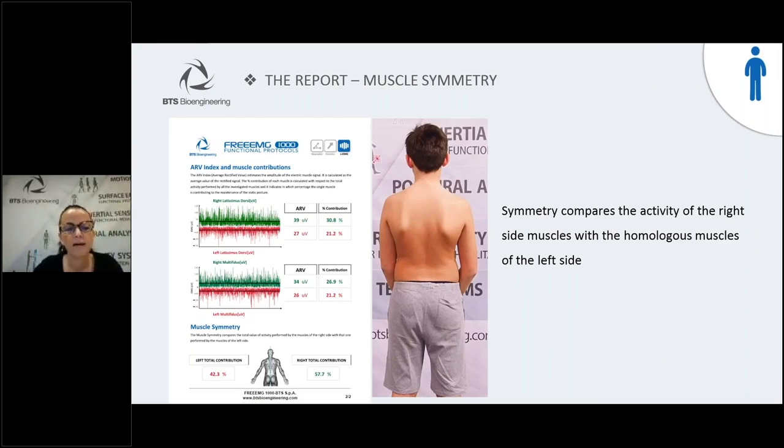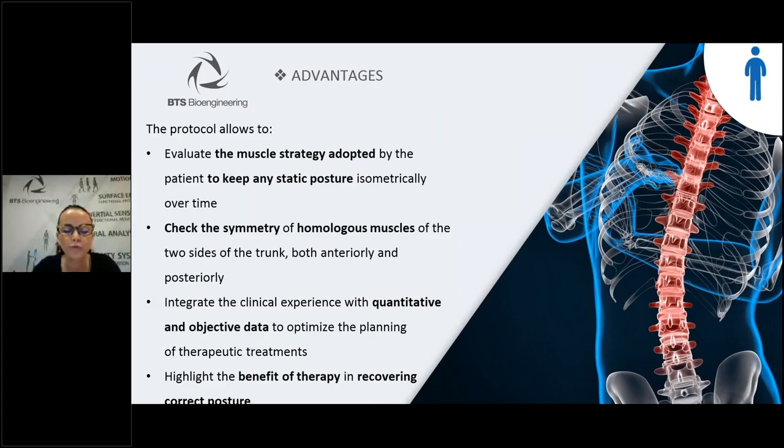In conclusion, what are the advantages that can be obtained from the use of the static posture protocol? We understood that it allows us to evaluate the muscular strategy adopted by the patient to keep any static posture over time under isometric condition. We can verify if the symmetry between the homologous muscles of the two sides of the trunk is respected, both anteriorly and posteriorly. Obviously, the instrumental assessment can be integrated with the clinical experience, and thanks to the quantitative and objective data, it's possible to optimize the definition of corrective therapies. Finally, in the pre-post treatment assessment, it's possible to quantify and highlight the benefit of the therapy in recovering the correct posture.